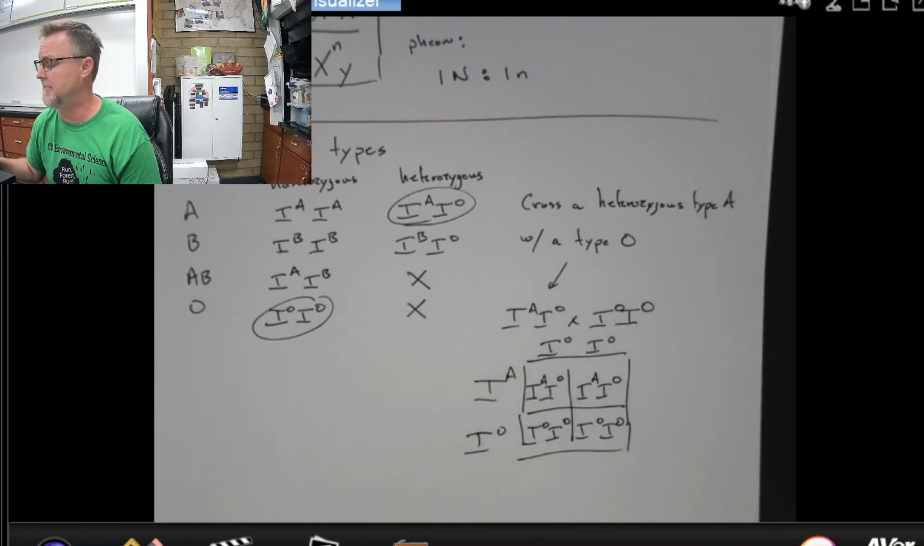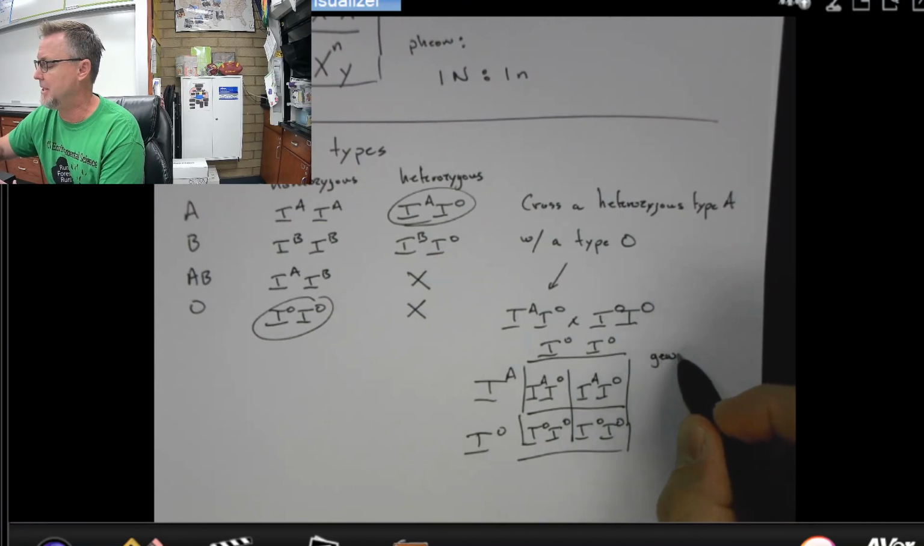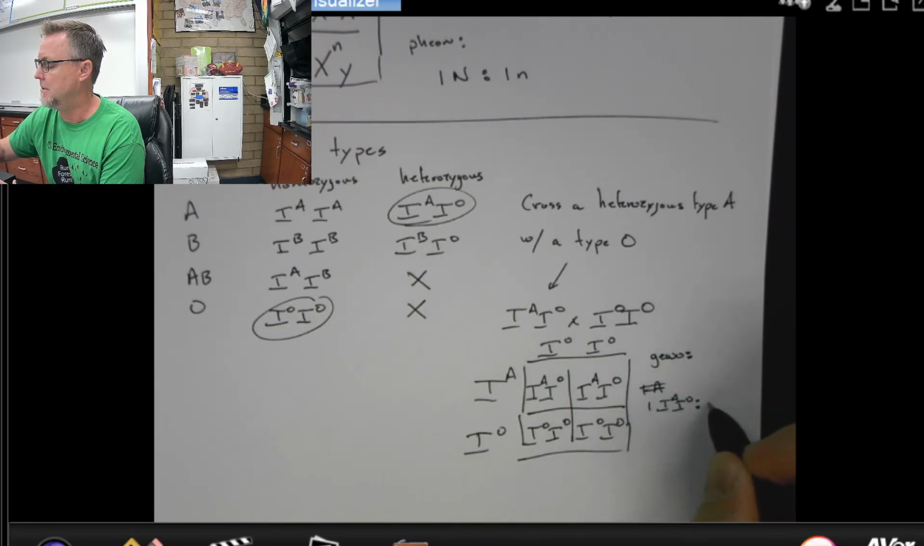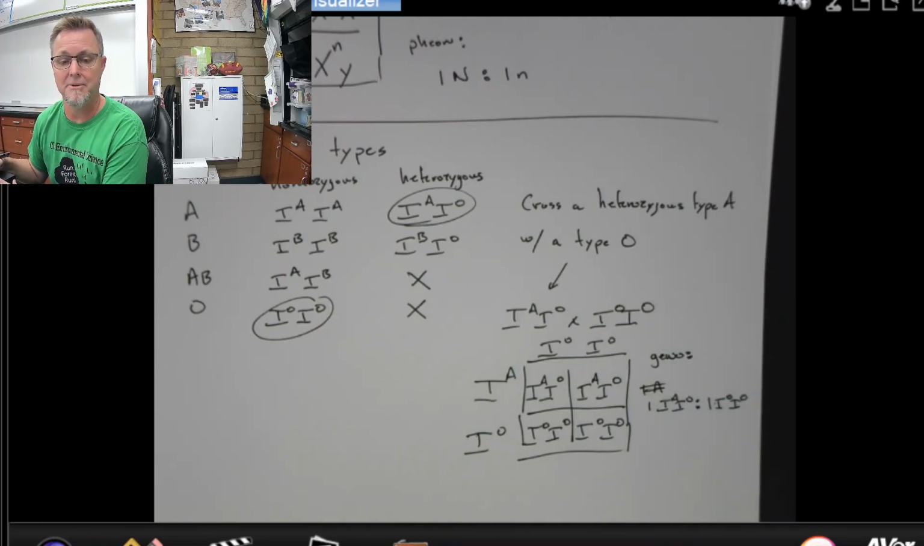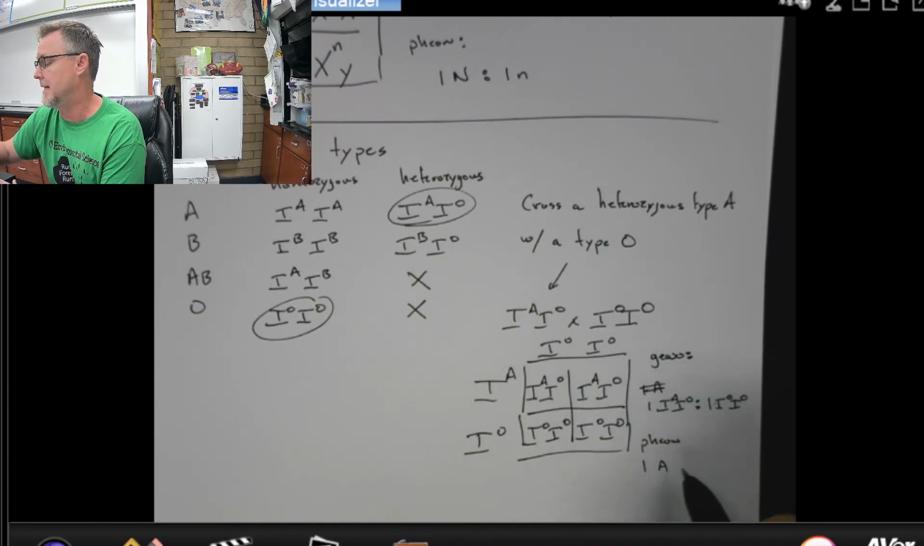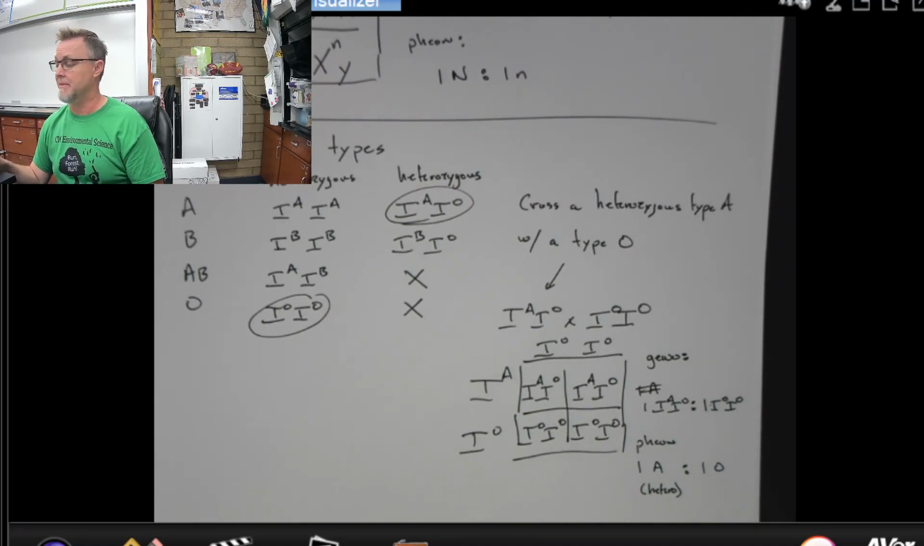All right, genotypes and phenotypes, real simple. Matching game. So I've basically got one IA, IO, to every one IO, IO. There's my genotype. That's a little small, but if you squint, you'll be able to see it. And for phenotype, we have one heterozygous type A, so one type A, and we can put hetero underneath it so we know it's heterozygous, to one type O. That's how you do those Punnett squares.